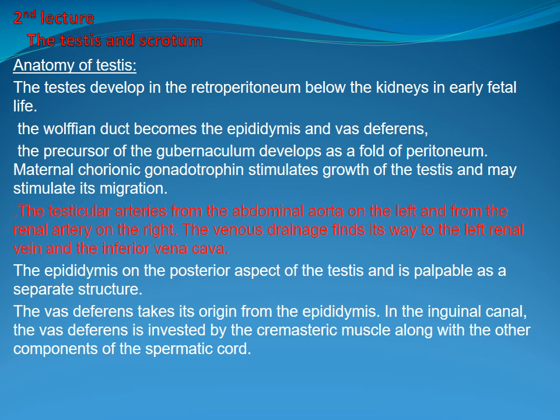This will go through the inguinal canal. In the inguinal canal, the vas deferens is invested by the cremasteric muscle, which is a continuation of the anterior abdominal wall muscle, the external oblique, along with the other components of the spermatic cord. The vas goes its way toward the prostate and ejaculatory duct, as you know.